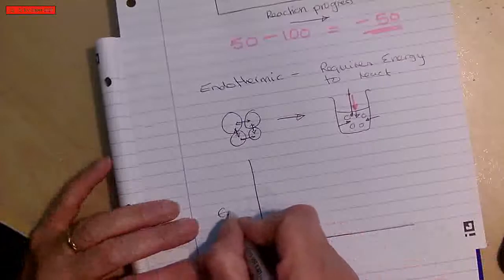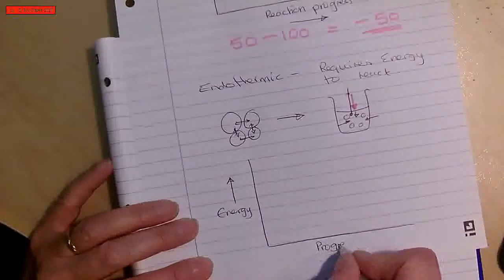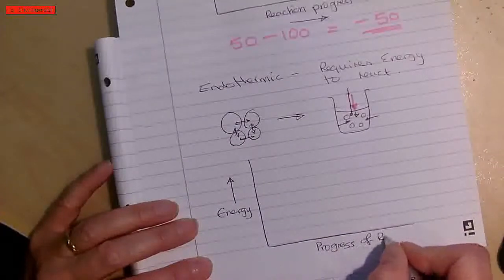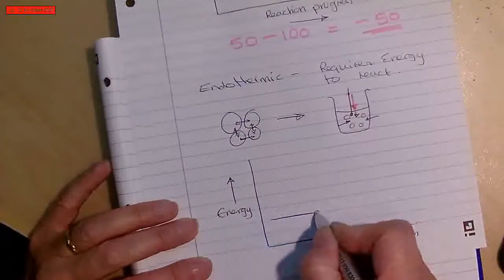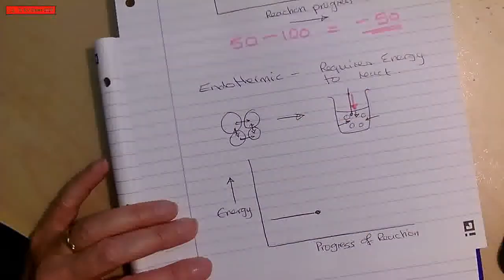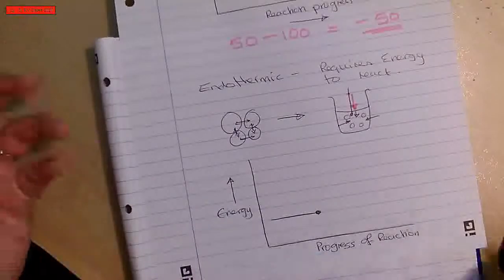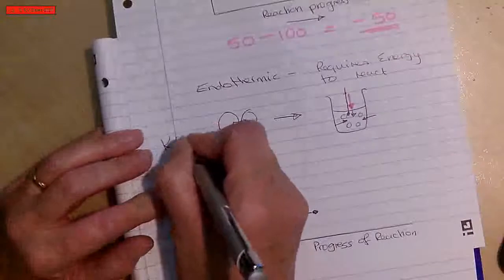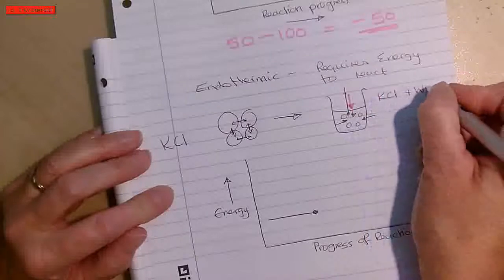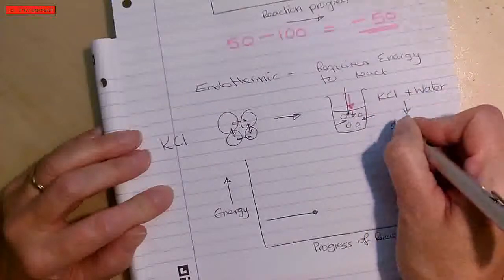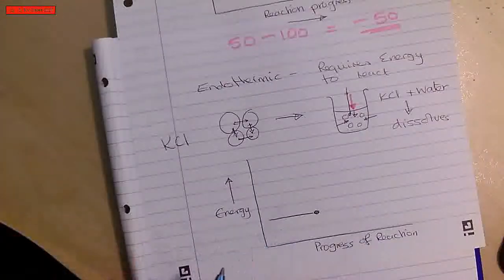What does that look like as an enthalpy diagram? So this is our energy here, and this is the progress of our reaction. So we have an energy that's associated with the solid. As I say, this might be sodium chloride, or it could be ammonium nitrate, or it could be potassium chloride. Let's say it's potassium chloride. So potassium chloride, we're going to add it to water, and what happens is it dissolves. And as it dissolves, the temperature goes down.